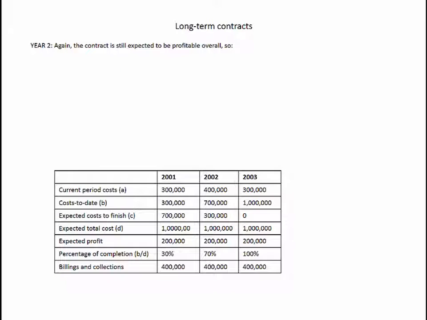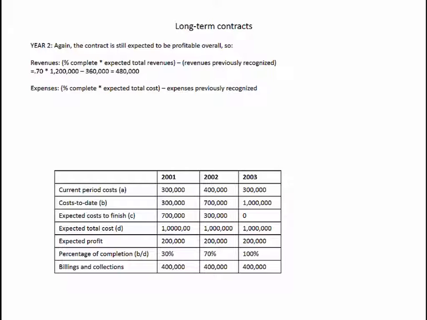Okay, year 2. Again, we still expect the contract to be profitable overall, so we're going to use that formula again. For revenues, it's the percentage complete times the expected total revenues minus any revenues previously recognized. So now we're 70% complete times the 1.2 million of expected total revenues. Last year we recognized 360,000, so we subtract that out and say, okay, now we need to recognize an additional 480,000. Likewise for expenses, the percentage complete times the expected total costs minus the expenses previously recognized. So 70% complete times $1 million, the expected total, minus the $300,000 we recognized last year means $400,000 of expenses.